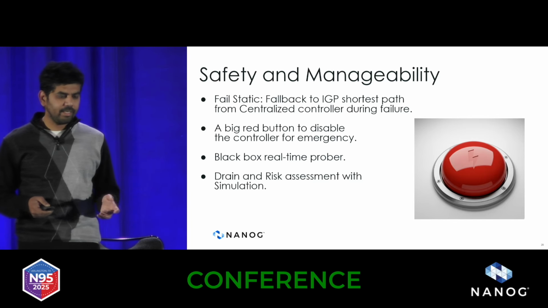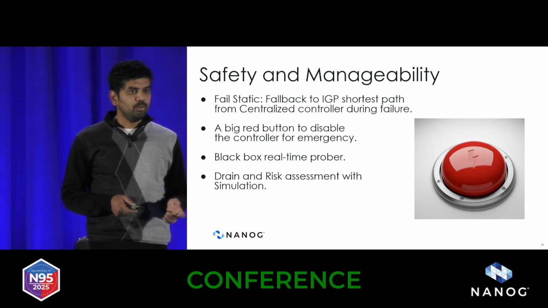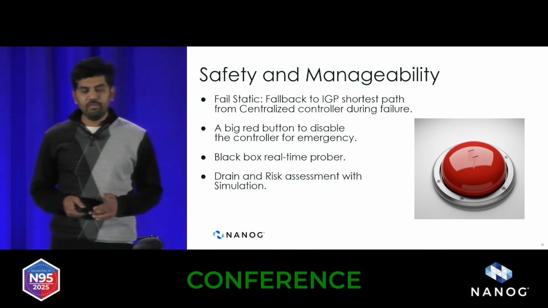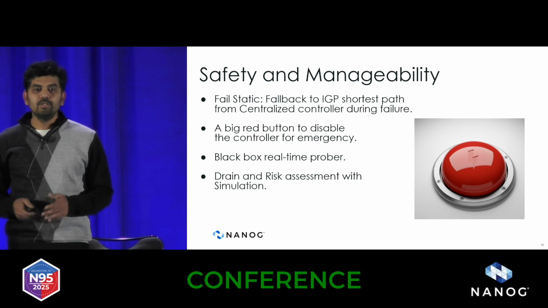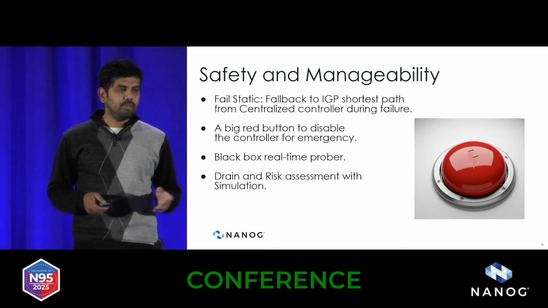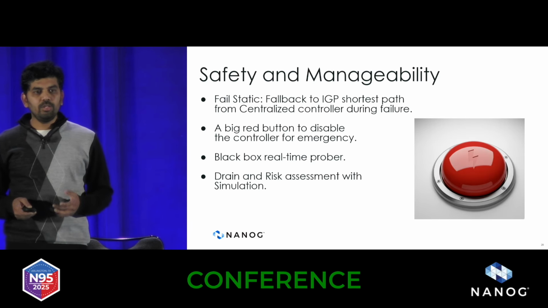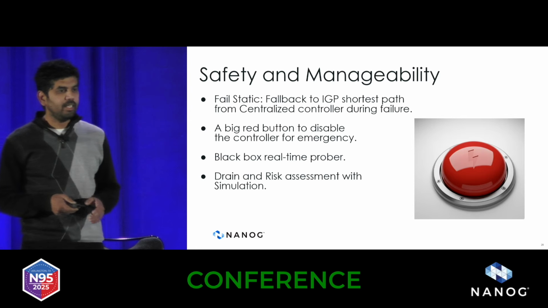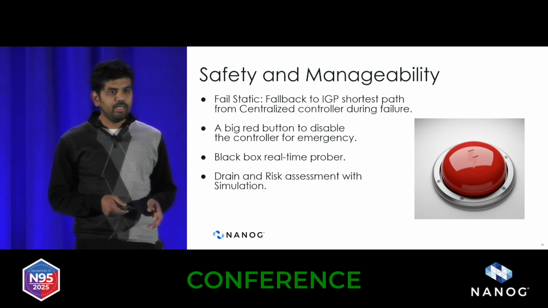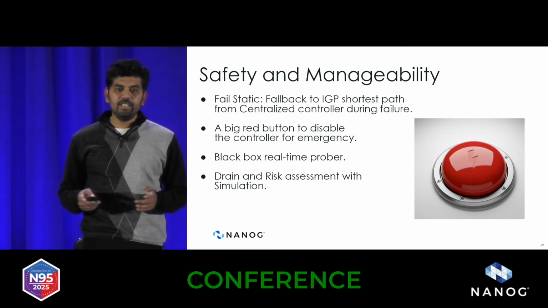This allows us to make sure that there is a readily available shortest path for the traffic that is coming. We also designed things like a big red button that allows us to disengage the controller when needed. Touch wood, so far we haven't used this in production. We also built utilities like drain and risk assessment that allow network engineers to take any part of the network out for maintenance without affecting critical capacity that is needed for traffic steering.